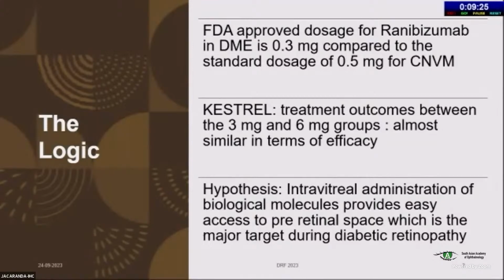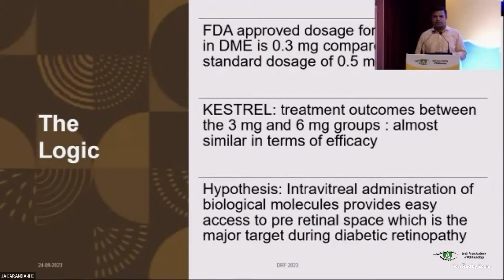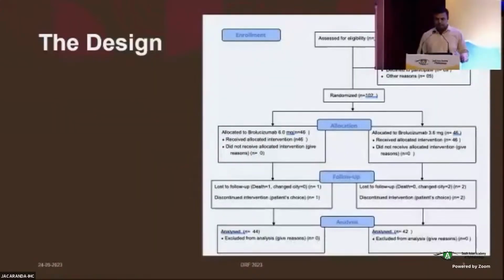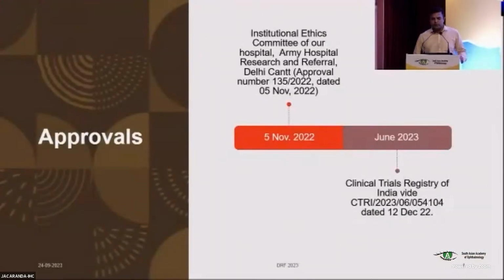So we hypothesized that the primary target in diabetic retinopathy being pre-retinal or intravitreal, the drug concentration required in the vitreous to achieve saturation of receptors was lesser compared to choroidal neovascular membranes, and that is why we went ahead with this study. This was the design of our study where 155 patients were evaluated, out of which 102 could be allocated to the two arms. After dividing between 46 patients in each subgroup, 44 completed the trial and were analyzed in group 1 and 42 in the 3.6 mg subgroup.